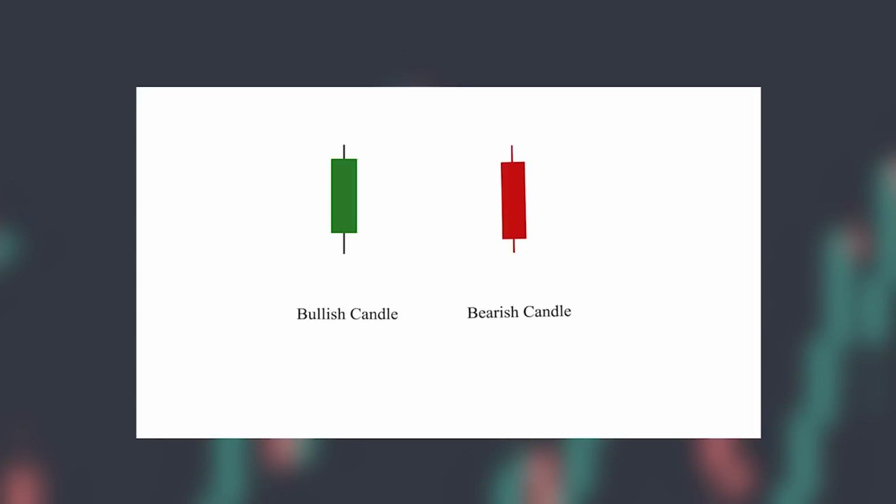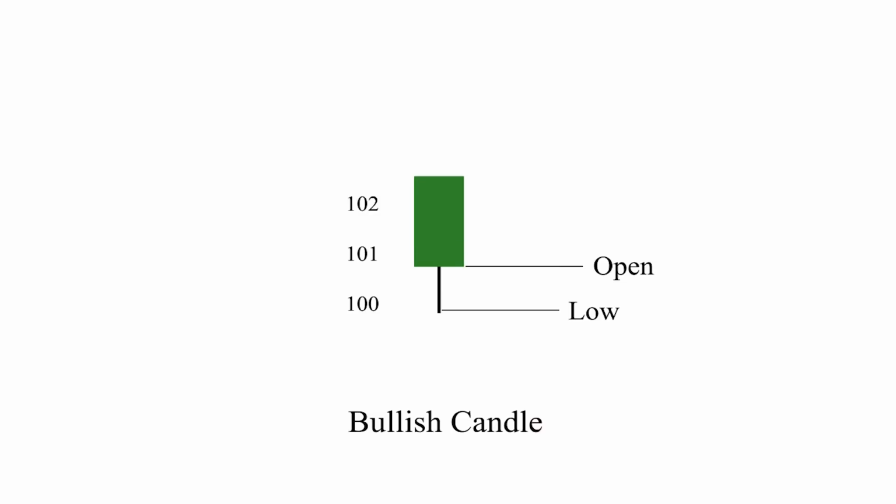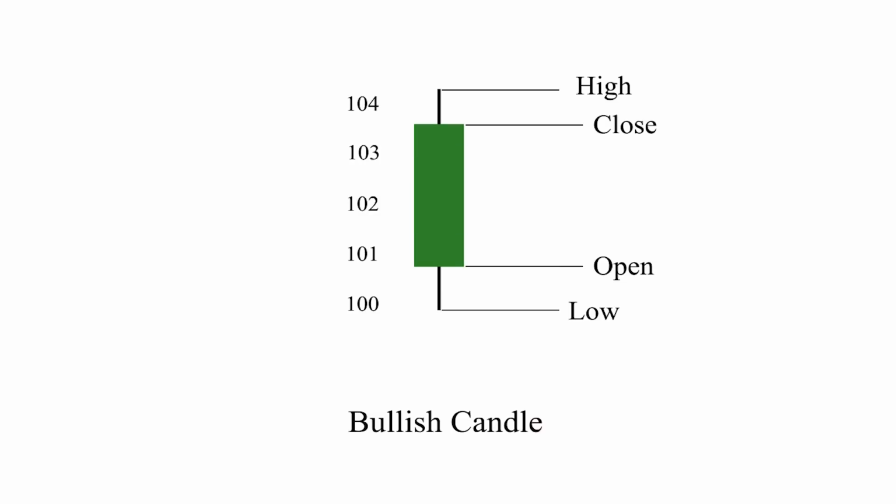For people who are new or for people who don't know, there are two candles, right? A bullish candle and a bearish candle. For a bullish candle, let me show you an example here. The candle opened at 101, made a low of 100, and then started going up, making a high of 104 and closing at 103. So it opened at 101 and closed above 101, somewhere around 103. Right, so this is a bullish candle.